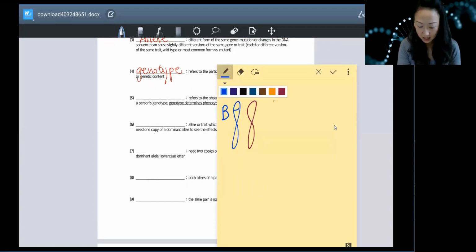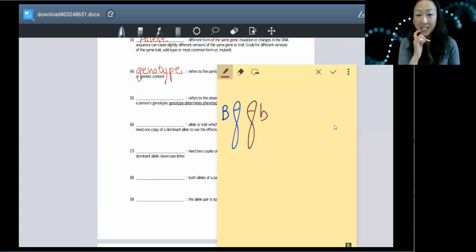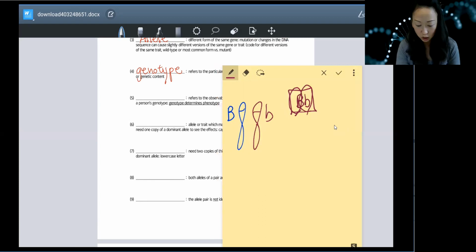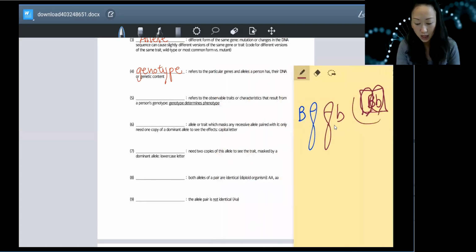If you have big B from dad, small b from mom, what is your genotype? Well, your genotype is the genetic makeup. Your genetic makeup is from two different alleles. You actually have one gene that says put black pigment, another gene that says not so much, so you appear more blonde. That's your genotype. But then what is next? Let's look at this. What kind of trait do you get from this genotype?